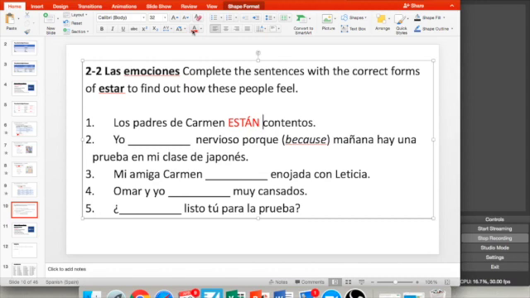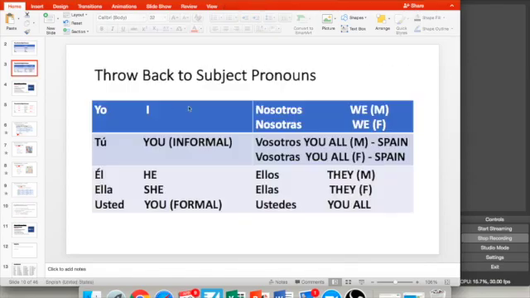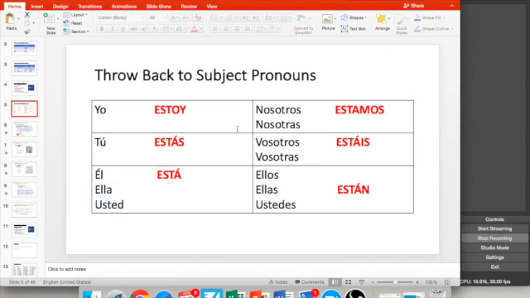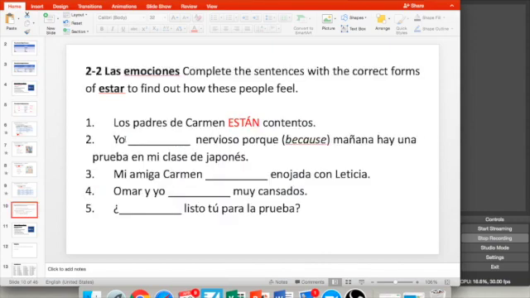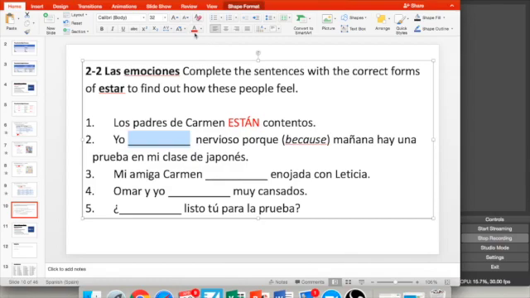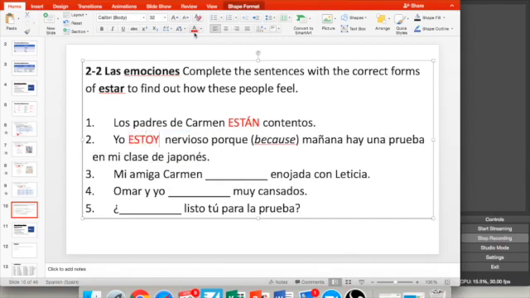Well, you know that yo means I. If we look back at our subject pronoun box, I or yo is this top left box. And as we fill in our estar words, we end up with yo estoy. So we should fill our first blank in here with yo estoy nervioso.